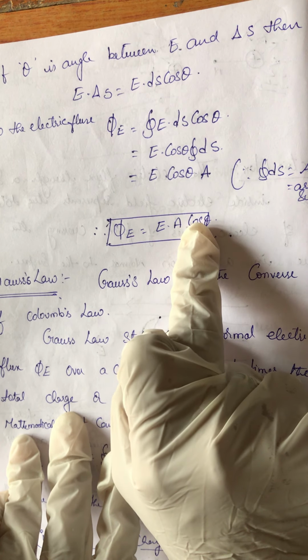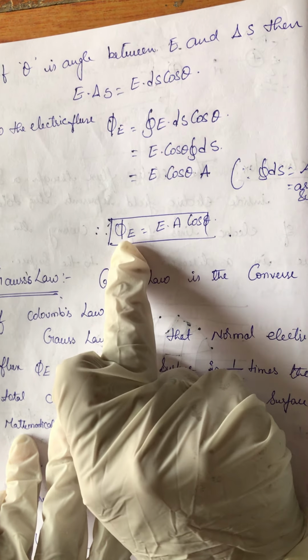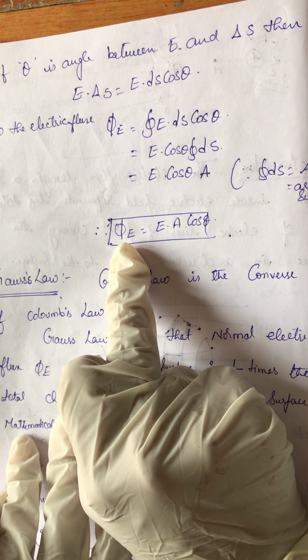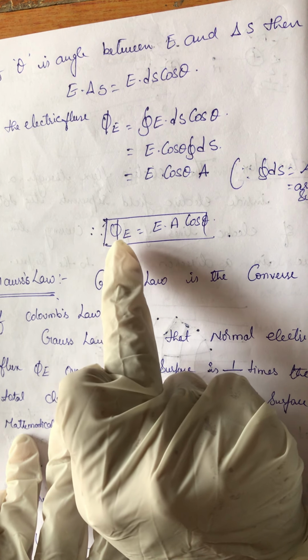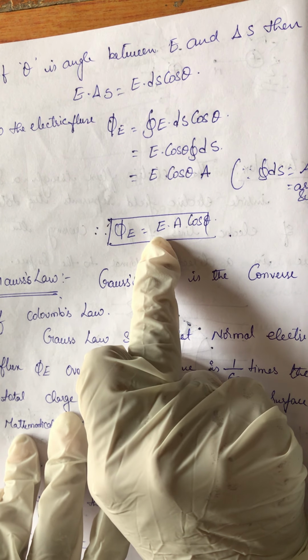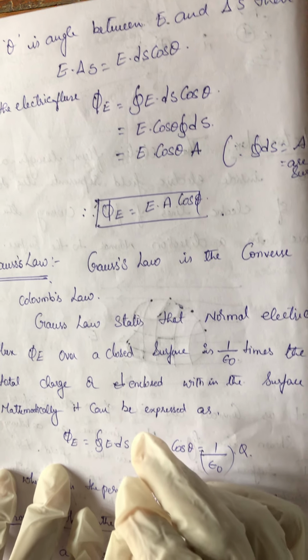In the next chapter we are going to see magnetic flux. The only difference is here we will get the letter B. Electricity phi E, magnetic field phi B. Here we will get B. Next chapter. Okay, so that is our electric flux.